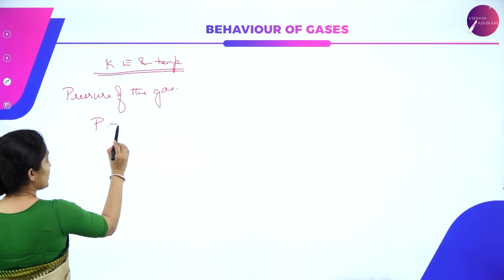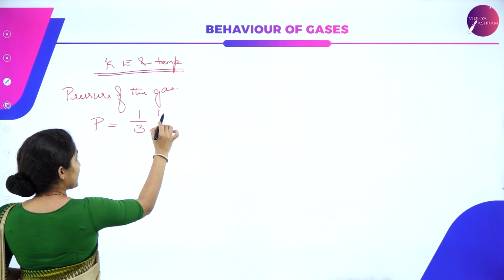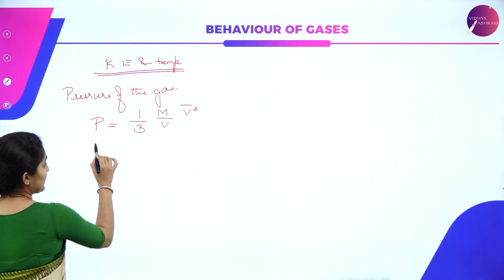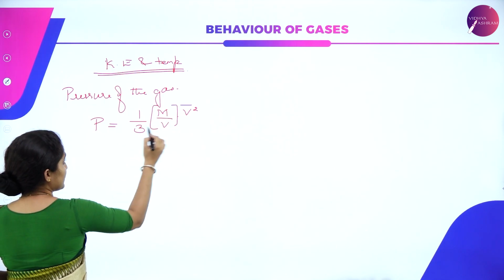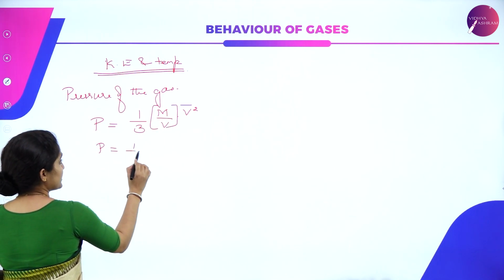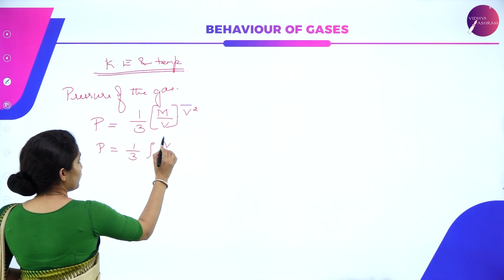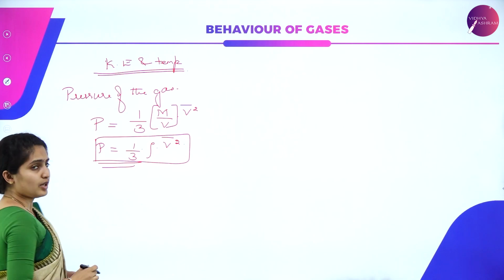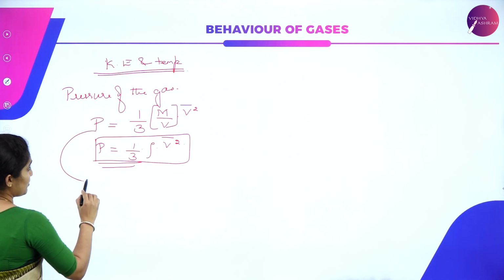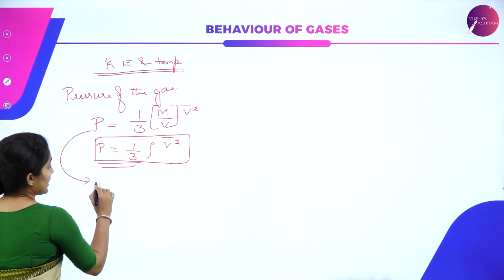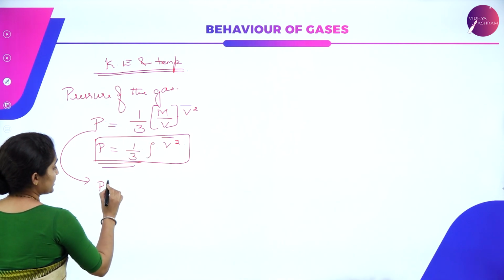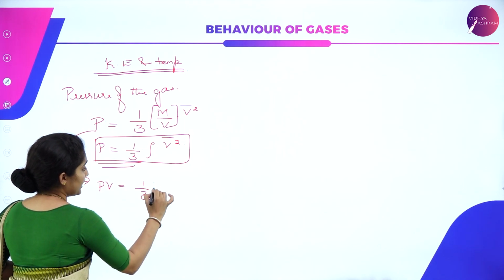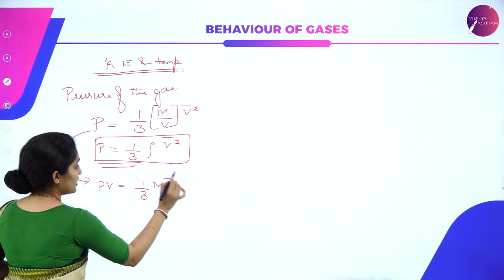It is P is equal to 1 by 3 m by V into v bar square. Even you can write this as, mass by volume is nothing but density, so 1 by 3 rho v bar square. You can use this equation as the pressure equation. Carrying the same equation, you can rewrite this as P, your V goes to the numerator on the left hand side. So PV is equal to 1 by 3 m v bar square.